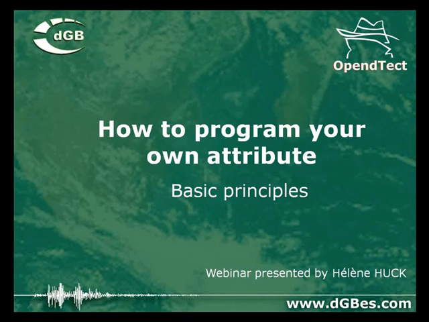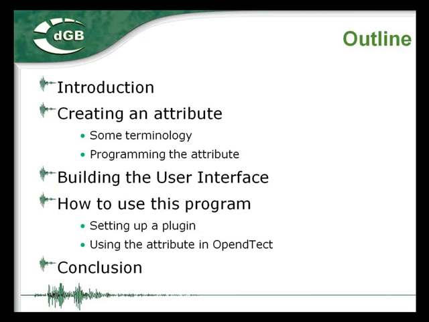In this webinar, I will present how to quickly and simply integrate one of your own algorithms into an OpendTect attribute. After a brief introduction, in which I will talk about the algorithm we will use, we will go deeper into the subject and start creating an attribute. I will first start with some terminology that you will hear and see during this session, and after that we will start programming the attribute together. When this is finished, we will build a simple user interface to go together with your attribute. And lastly, I will briefly show you how to use this program by setting up a plugin and then using the attribute in OpendTect.